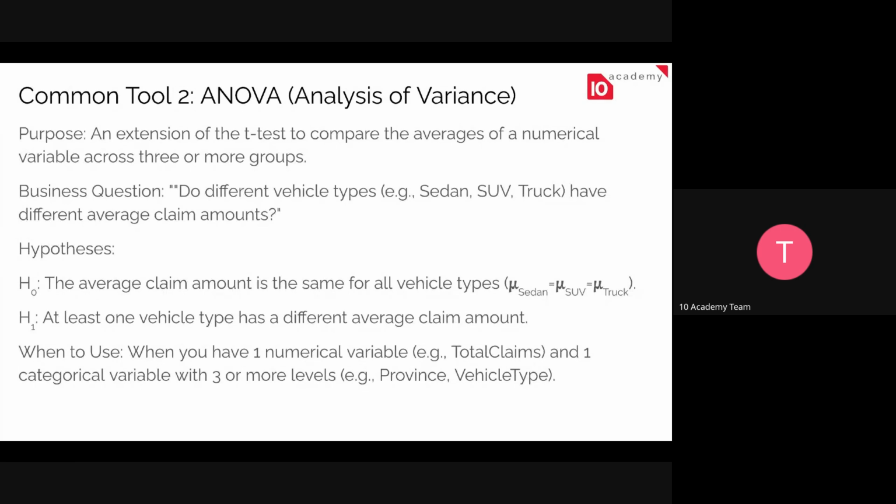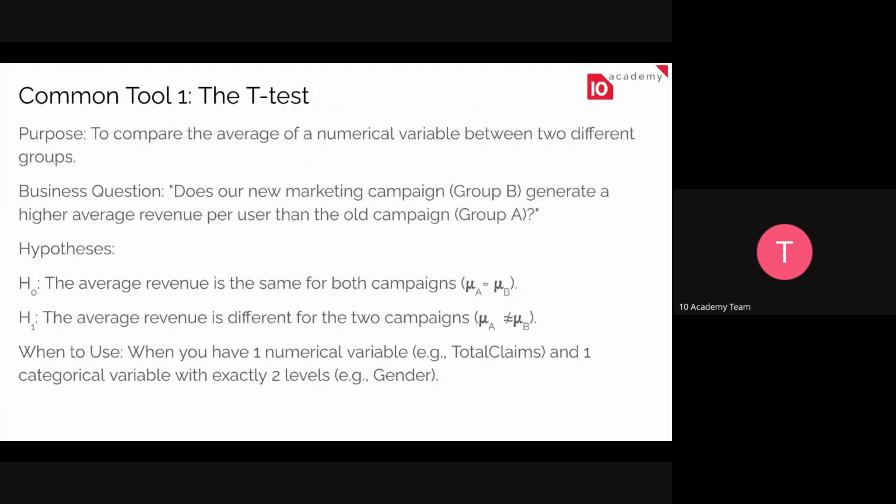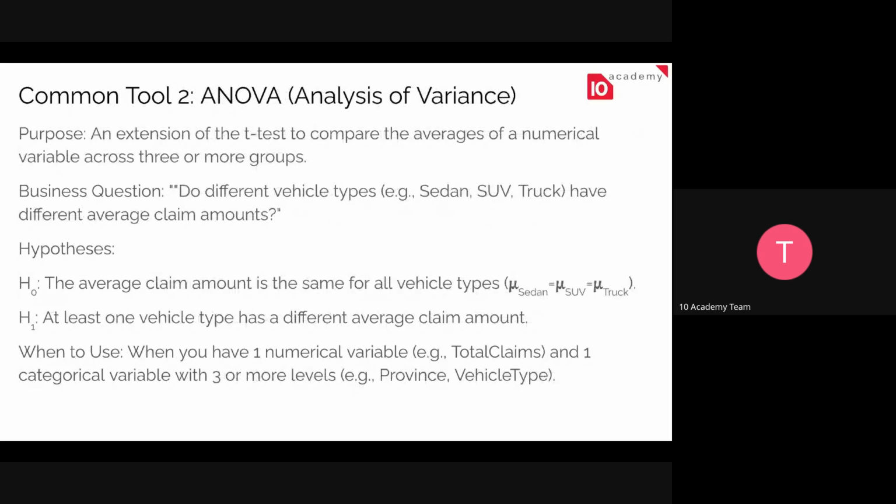So when to use it? The simple and straightforward answer: whenever there is more than two categories in the categorical variable and one numerical variable. If you have one numerical variable and a categorical variable with two groups, you will just go with the t-test. And if it has more than two groups, you will go with the ANOVA.